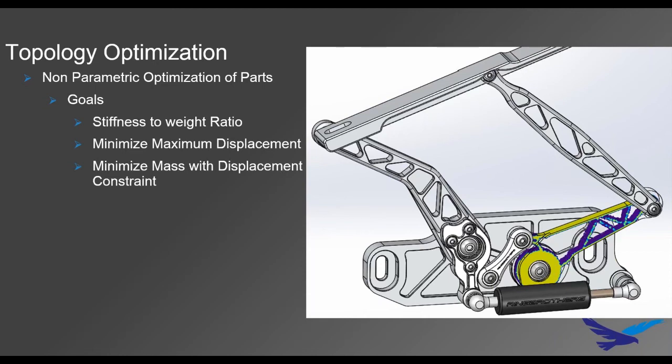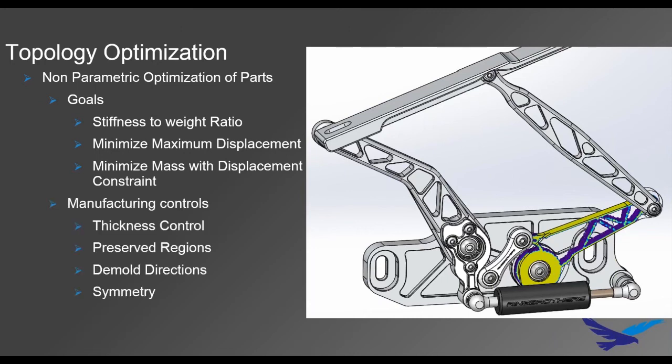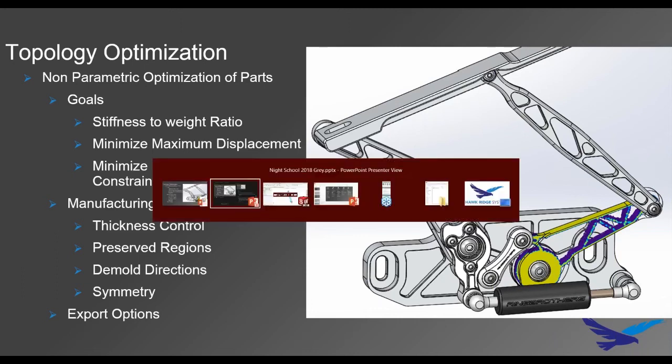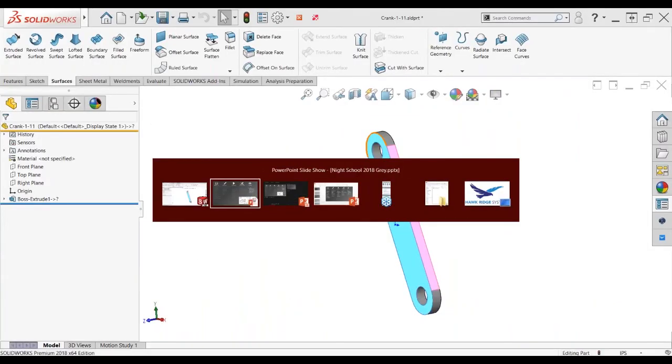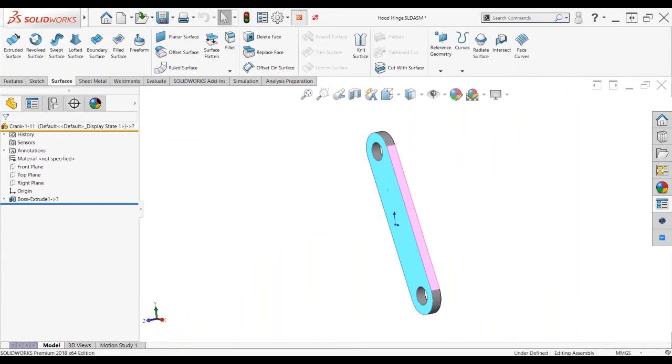So it'll run to a goal. So it can reduce your weight to stiffness ratio. It can maybe minimize your maximum displacement, or it can minimize your mass with a displacement constraint. And then some of the manufacturing controls you can put in there is to preserve thickness, don't remove material in certain regions, demold directions, and you can force symmetry as well. And then you have a couple export options. So let's see what that looks like inside of SOLIDWORKS.